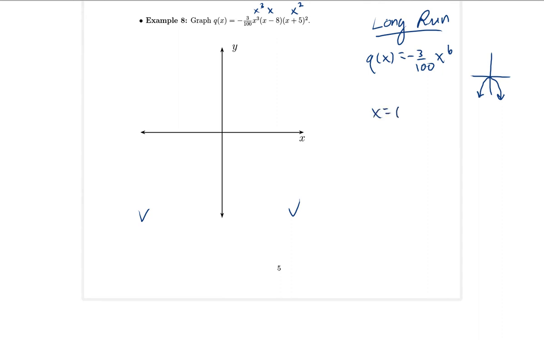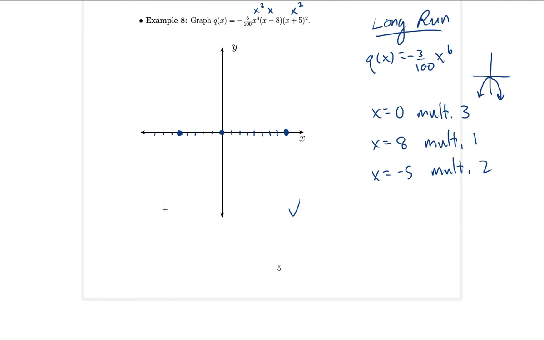And then we have our x equals 0 with multiplicity 3, x equals 8, multiplicity 1, and x equals negative 5 with multiplicity 2. So let's see, here's 0, and then we go 1, 2, 3, 4, 5, 6, 7, 8, and 1, 2, 3, 4, 5. Okay.